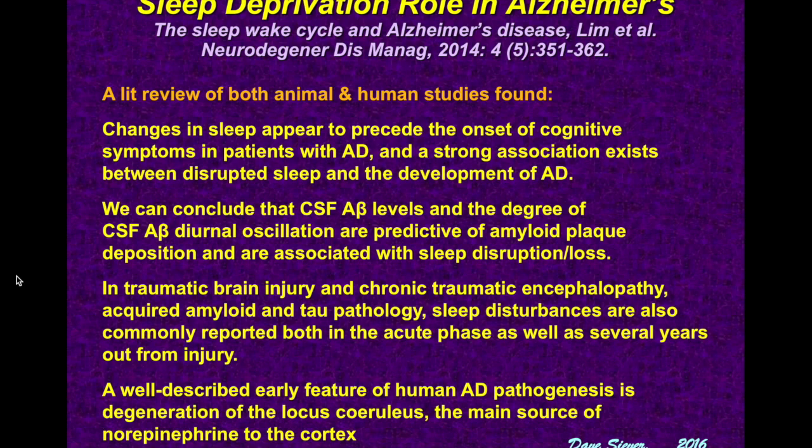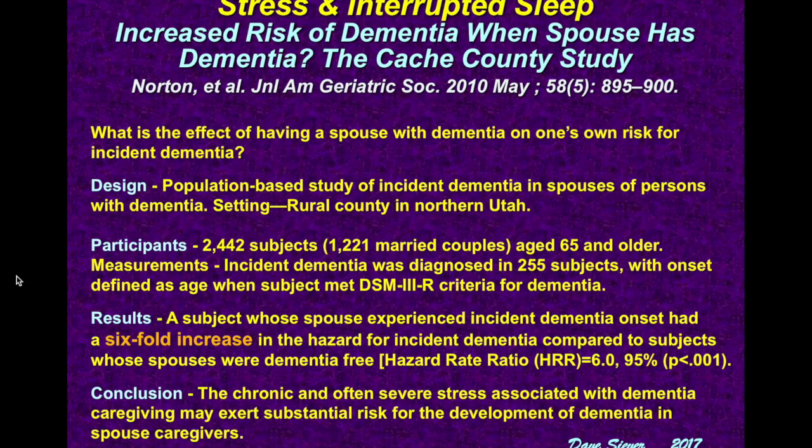to the cortex. This is a study that looked at two people that are living together in their seniors, and one develops dementia and the other one is the caregiver. And that was the study of 2,442 subjects. What they found is that the spouses who were caring for another spouse with dementia also had a 6-fold increase in the likelihood of developing dementia themselves. And this is strictly related to the stress and sleep interruptions that happen when you're caring for someone with dementia.